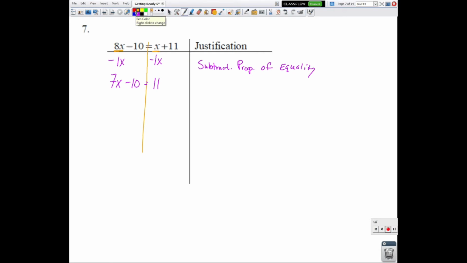To get rid of the subtracting 10, we will add 10 on both sides, leaving us 7x equals 21. There we use the addition property of equality. And finally, to get rid of the times 7, we will divide both sides by 7, so x will equal 3. And that is your division property of equality.